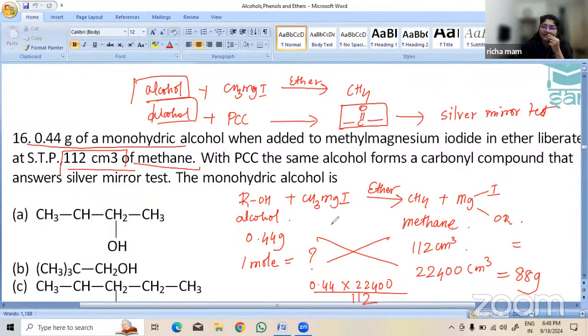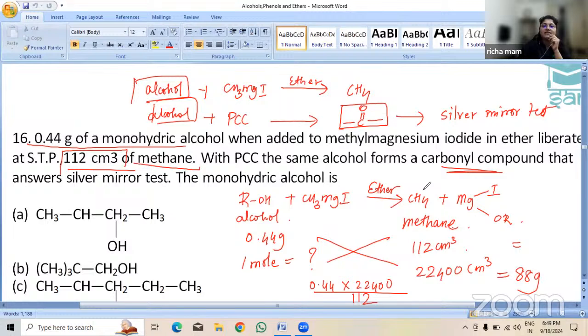Here, when alcohol reacts with PCC, it is giving you a carbonyl compound, and this carbonyl compound will answer the silver mirror test. Silver mirror test is only answered by aldehydes, right? Now, aldehydes are formed when you have a primary alcohol, and PCC is a good oxidizing agent.